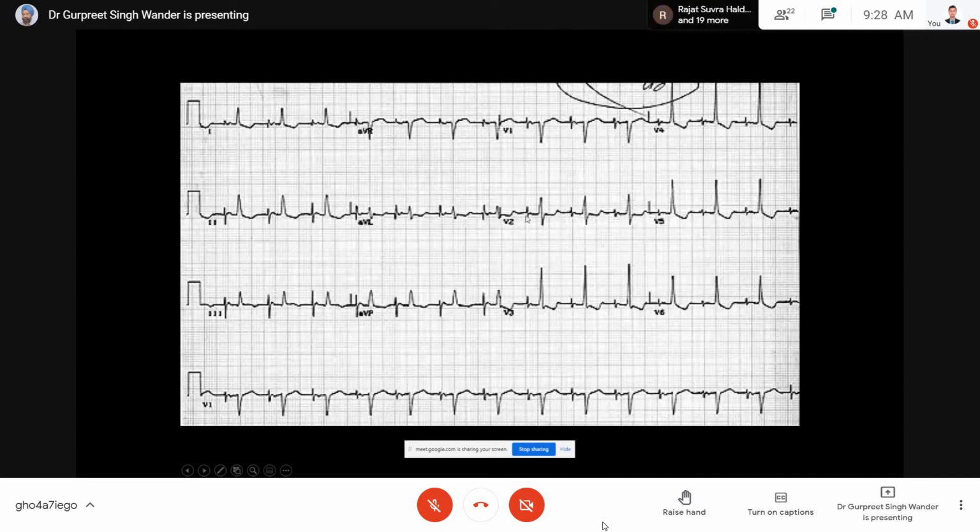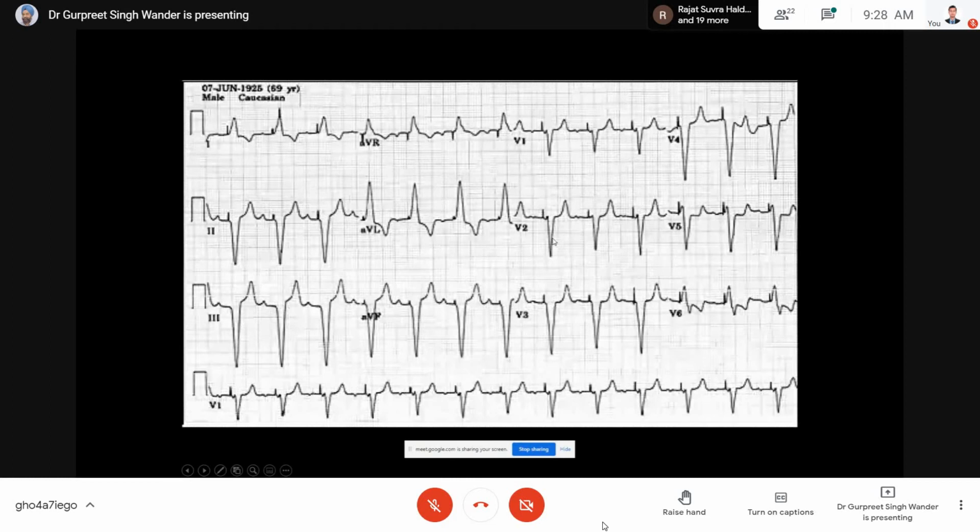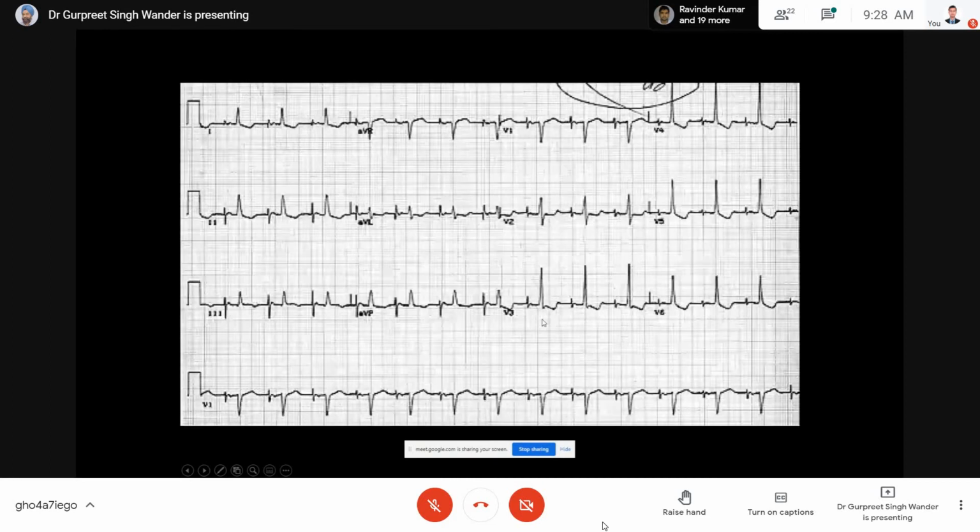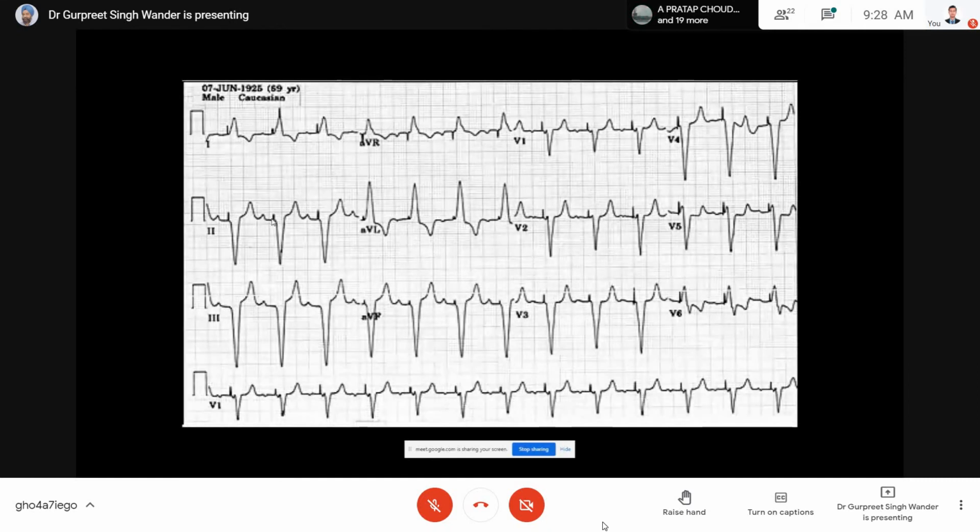Here you can see the atrium is being paced and the ventricle is just following. Compare it with the last one. The spike is at the ventricular complex. Here the spike is at the atrium before the A wave. So we know when this is an atrial pacing and this is a ventricular pacing.